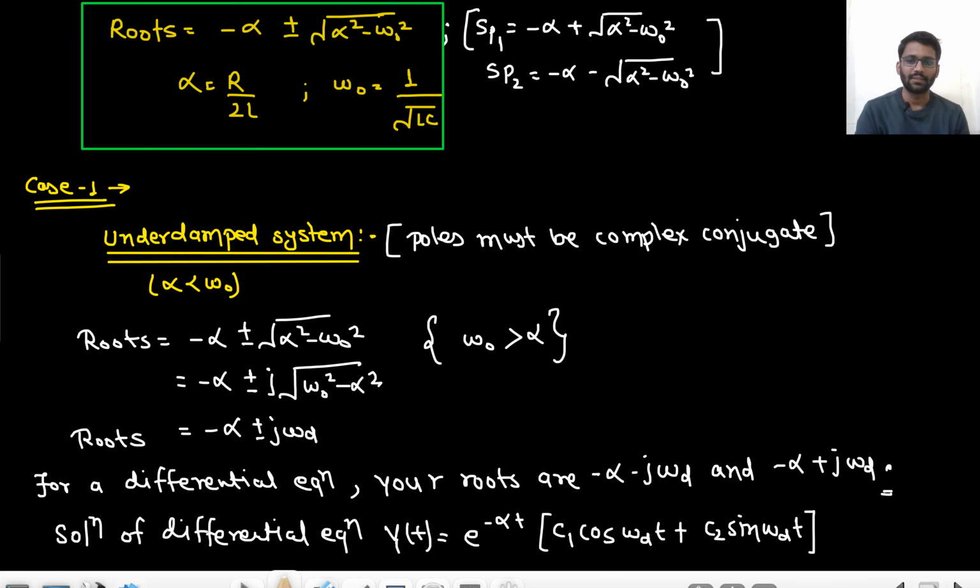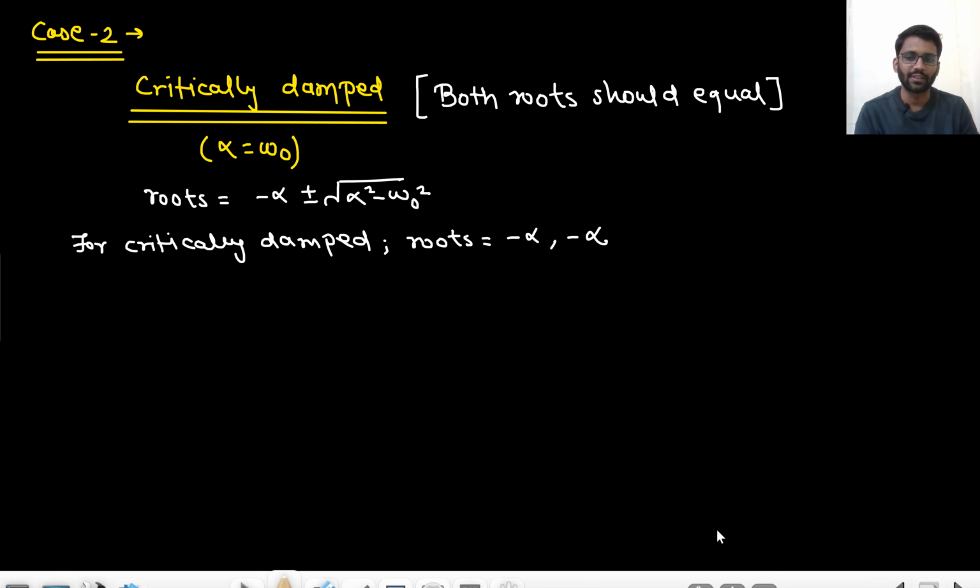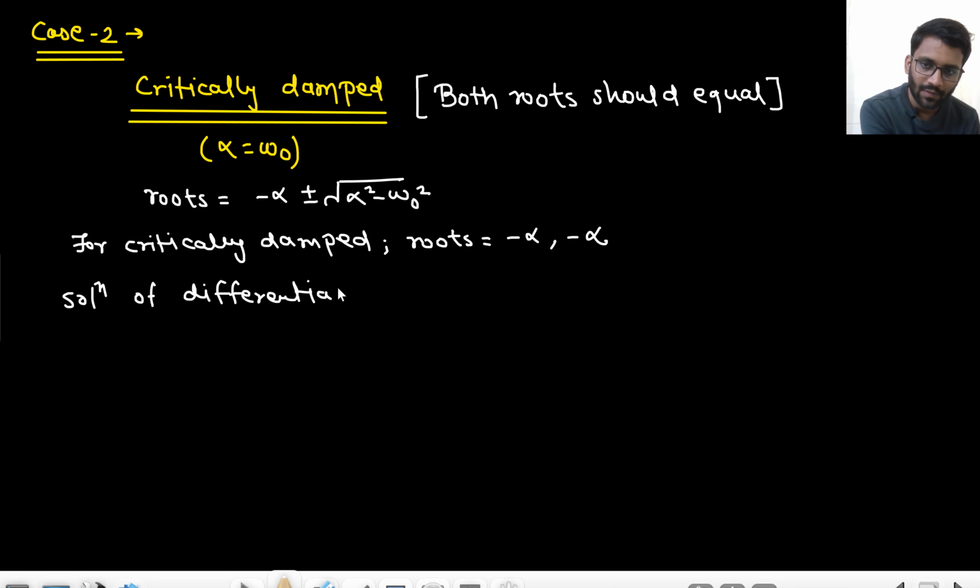In the previous analysis, our roots were minus alpha plus minus j omega d, where omega d was root of omega naught square minus alpha square. You don't need to mug it up, you will remember it eventually, right? So your roots are this. What will be the solution of the differential equation? You tell me. If two roots are equal, what is the solution? C1 plus C2 t, e to the power minus alpha t.